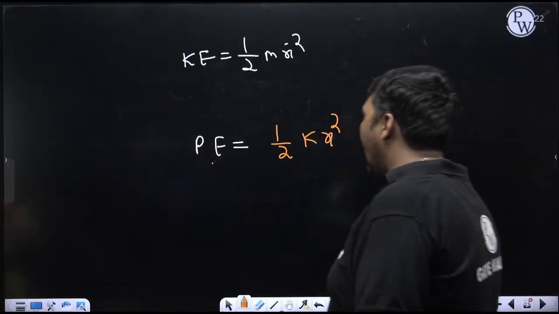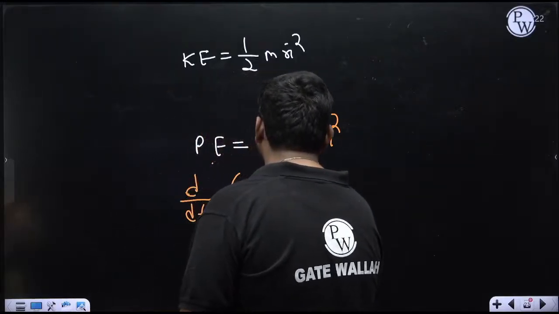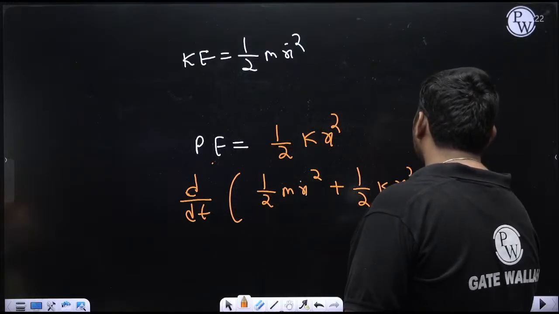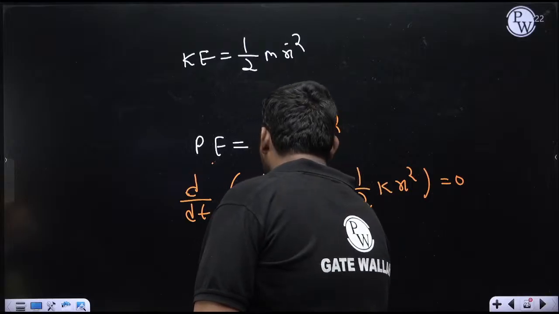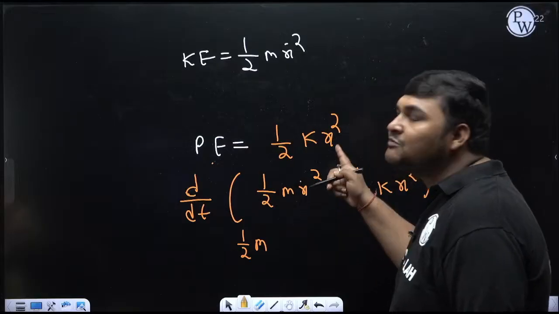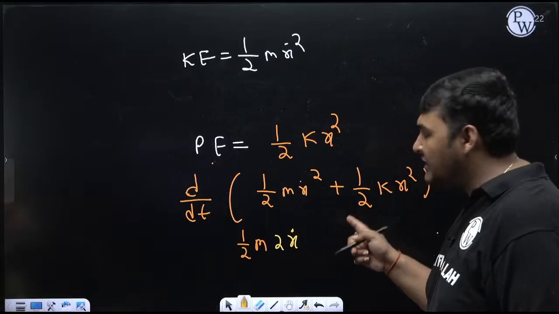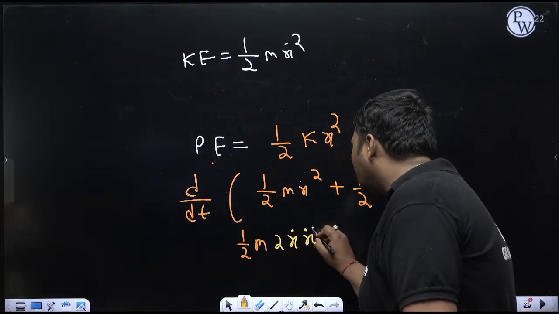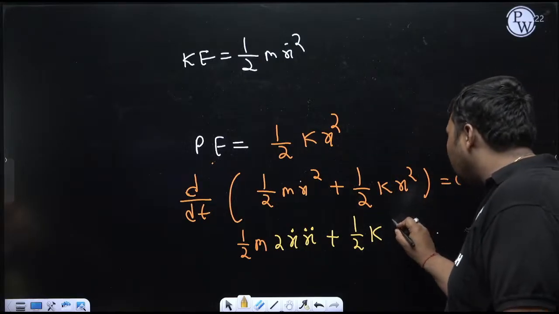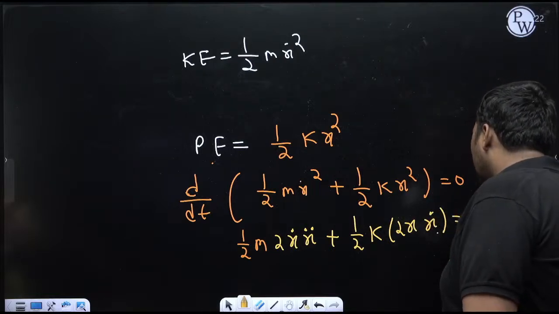That's it. After that, we'll calculate d by dt of total energy, and total energy is kinetic energy, which is half m x dot square, plus potential energy, which is half kx square, and equate it with 0. Now, half m times the differentiation of x dot square with time. First of all, I am using the chain rule. First differentiate x dot square with respect to x dot, so it will be 2x dot. Now we'll differentiate x dot with respect to time, and the differentiation of x dot with respect to time is x double dot. Similarly, plus half k x square. Now the differentiation of x square with respect to x will be 2x. Now the differentiation of x with respect to time is x dot, and that is equal to 0.